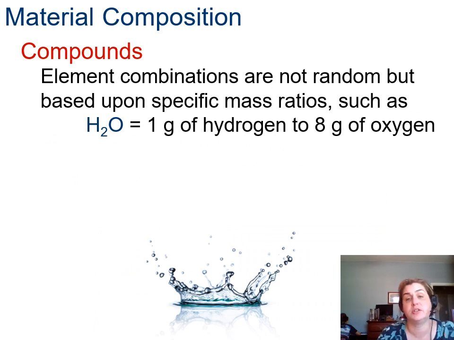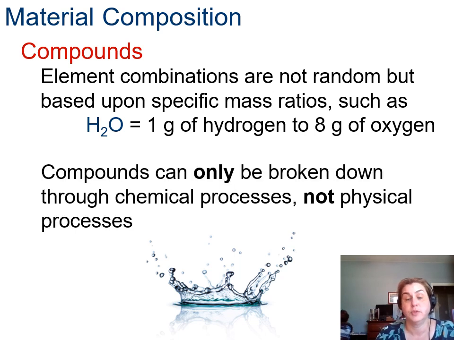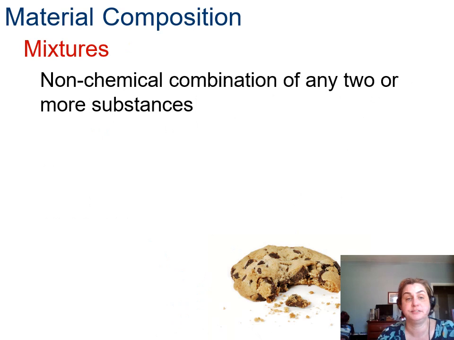Element combinations are not random, but you have to have specific ratios. In other words, H2O gives you water, but OH gives you something completely different. You cannot break it down through any sort of physical process. You have to actually have a chemical reaction to change a compound back to its elements.